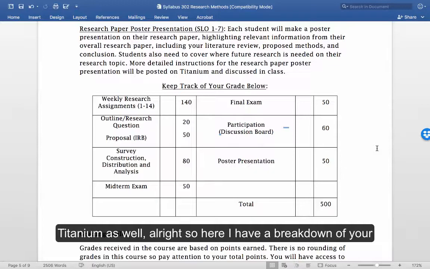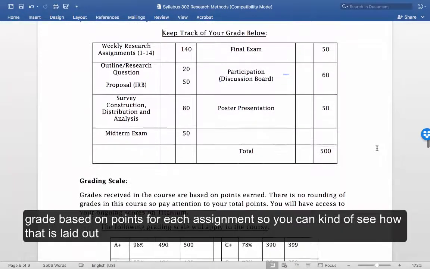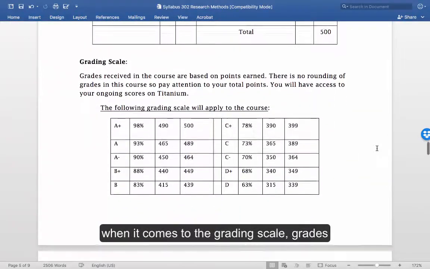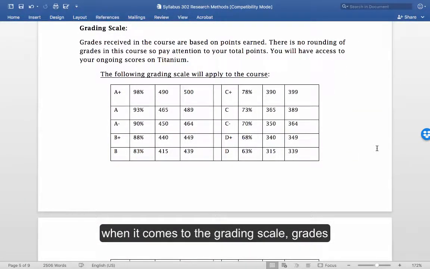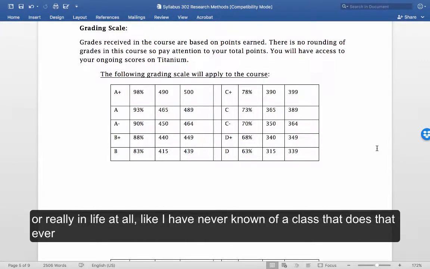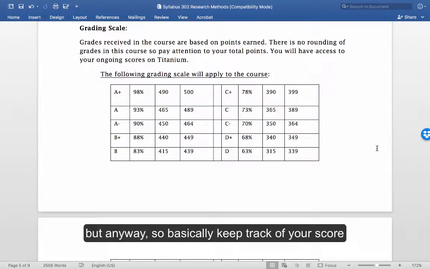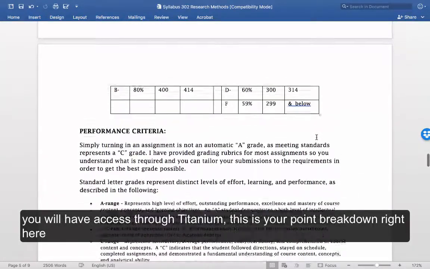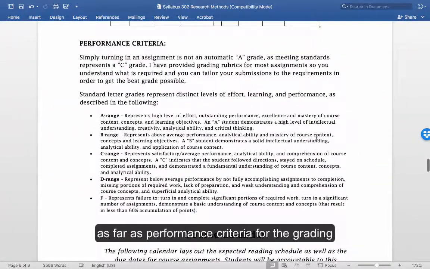All right, so here I have a breakdown of your grade based on points for each assignment, so you can kind of see how that's laid out. When it comes to the grading scale, grades are based on points earned, right? There's no rounding of grades in this course or really in life at all. Like, I've never known of a class that does that ever, but anyway. So basically keep track of your score. You'll have access through Titanium. This is your point breakdown right here.